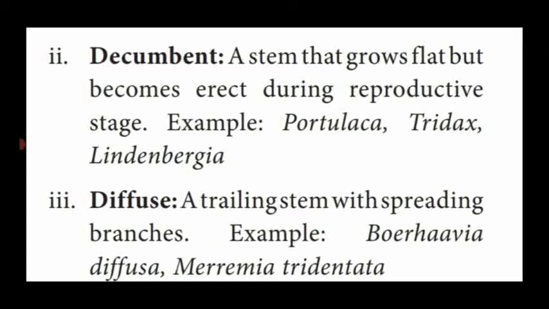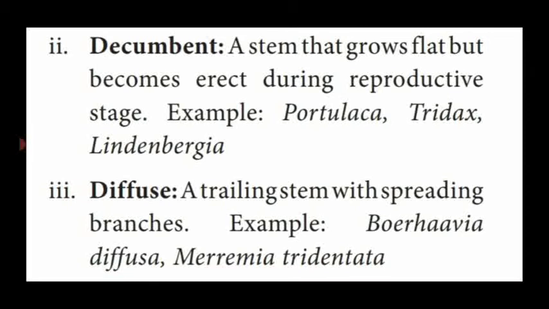When does it produce the erect growth? During the reproductive stages. So, partially horizontal and partly what is that one? Erect. So the erect stems are produced during the reproductive stage only. This type of stem is known as decumbent. Example, Portulaca, Tridax, Lindenbergia. Tridax in Tamil is known as Vetukaya Pundu. So that is said to be decumbent, partly horizontal and partly erect. That erect stem is produced at the time of the reproductive stage.